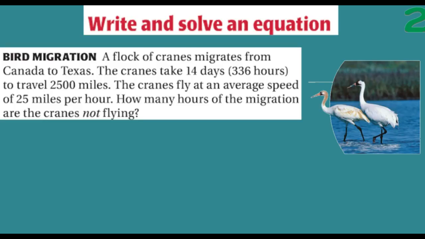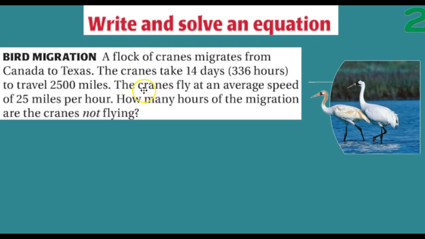Alright, our next problem says, a flock of cranes migrates from Canada to Texas. The cranes take 14 days, or 336 hours, to travel 2,500 miles. The cranes fly at an average speed of 25 miles per hour. How many hours of the migration are the cranes not flying?